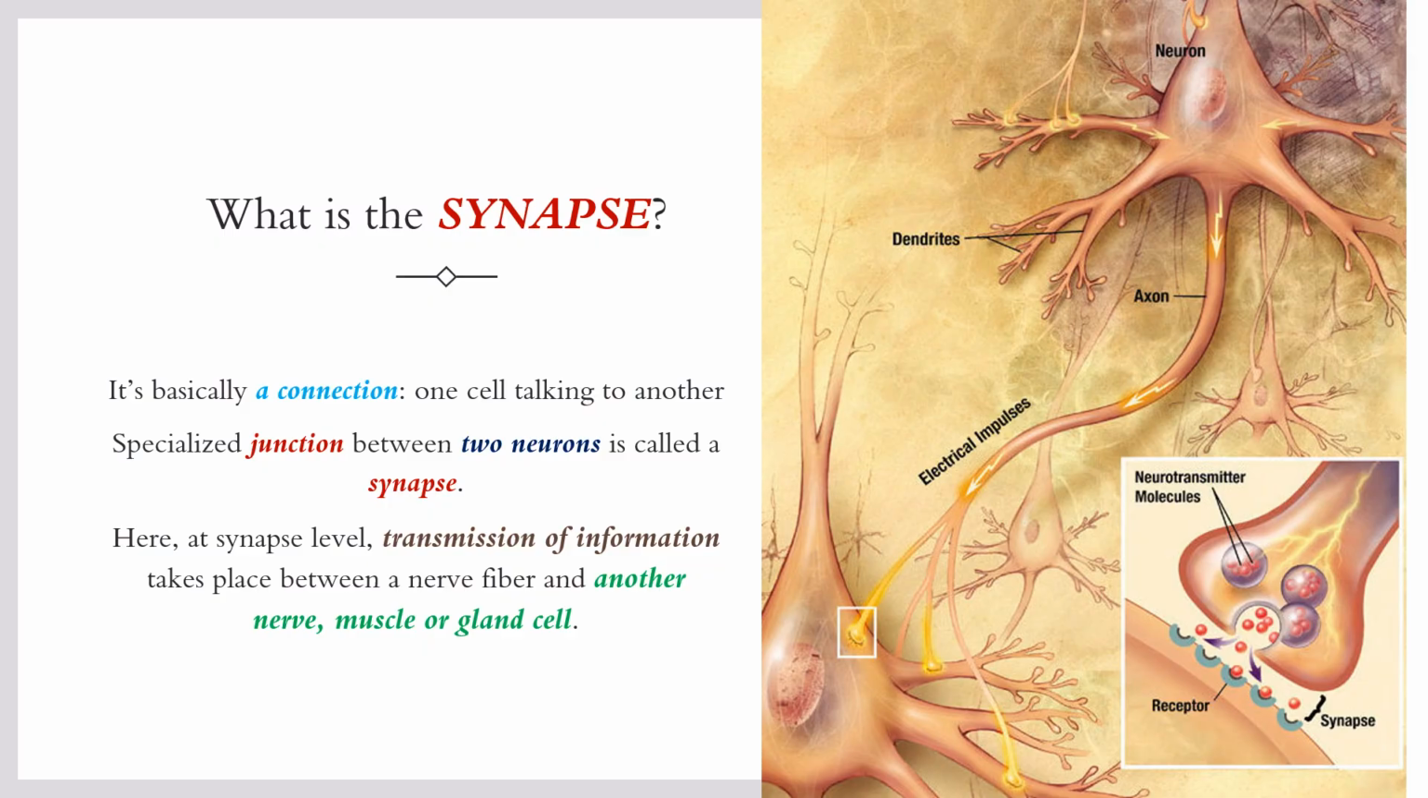So here is the synapse, a representation of the synapse. It is basically a connection, a specialized junction between two cells. It can be two neurons, for example. It's basically one cell talking to another. At the synapse level, the information is transferred between a neuron and another neuron, or a muscle, or a gland cell.